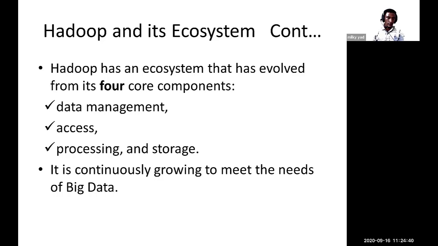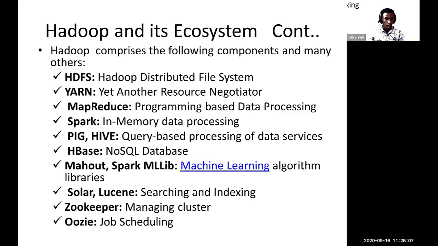Okay, Hadoop also has an ecosystem that has evolved from four core components. The first one is data management. The second one is data accessing, the third one is processing, and the last one is storing. So Hadoop's ecosystem actually consists of these four major parts. Hadoop also combines components like Hadoop Distributed File System, Yet Another Resource Negotiator, and so on. All these components are part of Hadoop. So it performs different functionality related to big data.